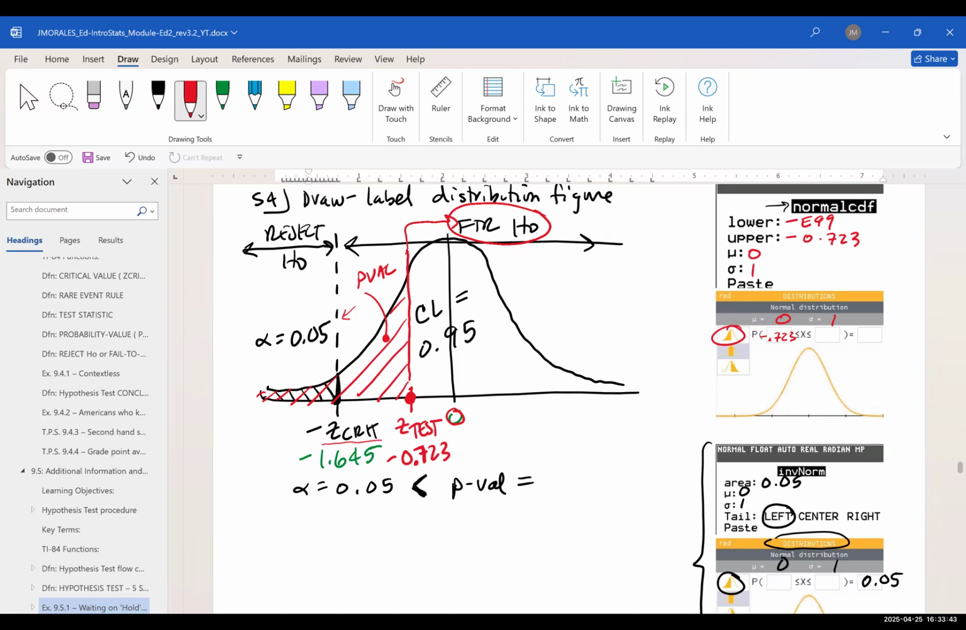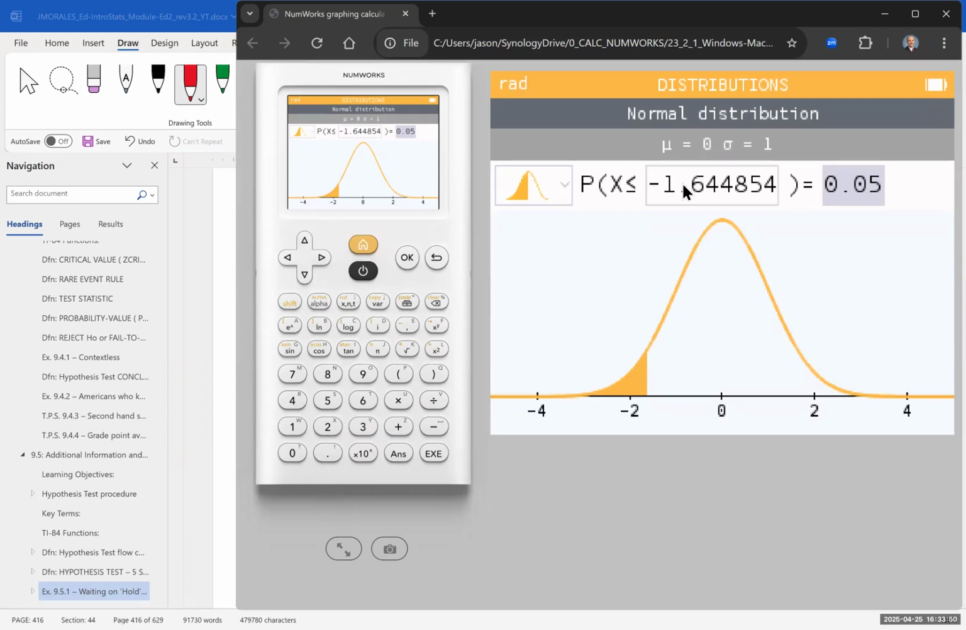All right, so let's do the NumWorks first, just to kind of change things up. Okay, so what we want is the area to the left of negative 0.723. And let's see what p-value that gets us. 0.235. Okay, 0.235.